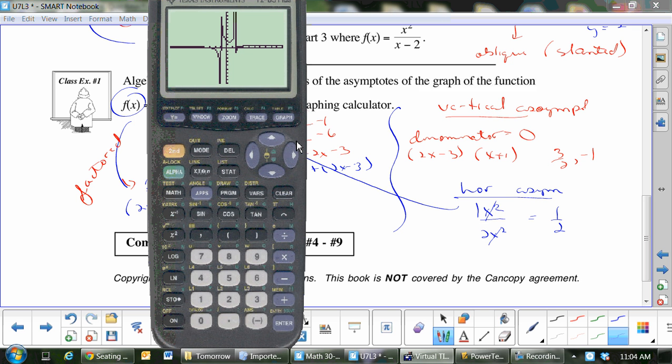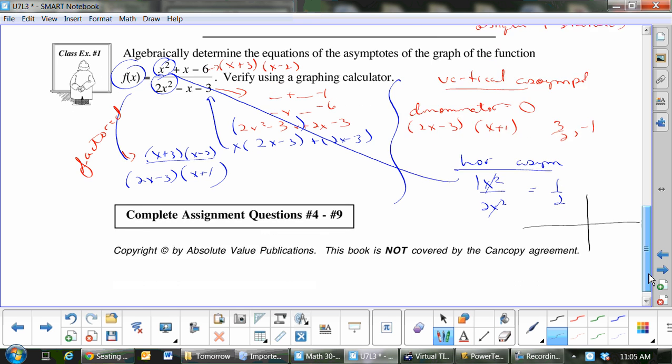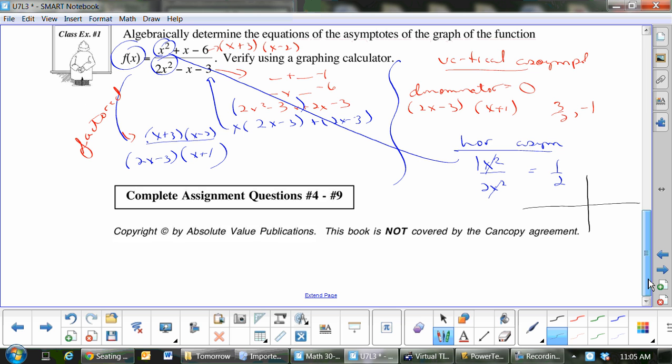This graph, if we just try to draw it kind of roughly, let's draw one together. So ours, which is mine. Okay? Now, what's the first thing that I should draw in? The asymptotes. I have asymptotes at -1. I have asymptotes at 3/2. And I have a horizontal at 1/2.